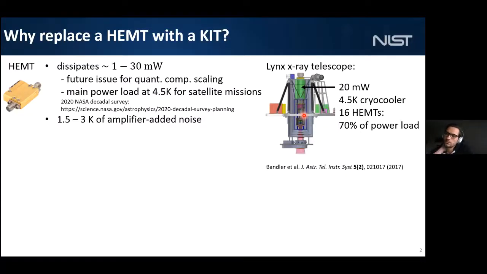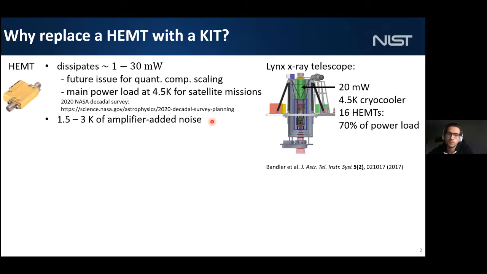As you all know, a HEMT typically dissipates a few milliwatts of power at 4 Kelvin, and as we scale up quantum computers, eventually we're going to face the same challenges as satellite missions, where the HEMT power consumption drives the design of the whole project. For example, in a mission like the LYNX X-ray Space Telescope that I'm presenting here, there's going to be an array of sensors that will be read out by 16 HEMTs placed at 4.5 Kelvin. Those HEMTs account for 70% of the power load at that stage. So reducing the power requirements for the 4K stage amplifiers is no small issue for that type of mission, and also eventually for quantum computing.